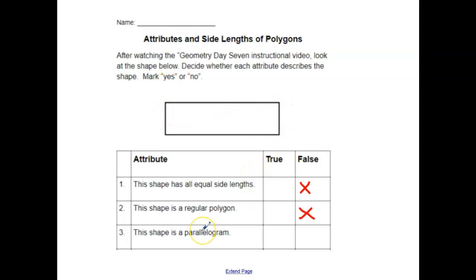It says this shape is a parallelogram. Pause the video and determine whether or not this shape, this rectangle, is a parallelogram. You're exactly right. This rectangle has 2 pairs of parallel sides. This side is parallel to this opposite side, and these 2 sides are parallel. So this rectangle is classified as a parallelogram.